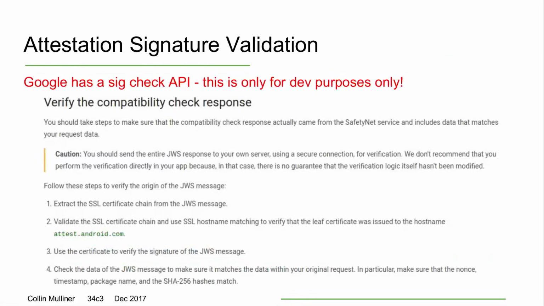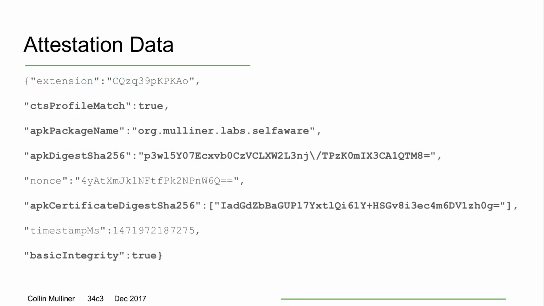So Google has a signature validation API, which is basically just for development purposes. But yeah, that part is actually pretty well documented. I guess they do that a lot, like SSL cert validation. But let's go look at the attestation data. The attestation data is basically the main blob you get back. Everything else is just a chain and the signature.